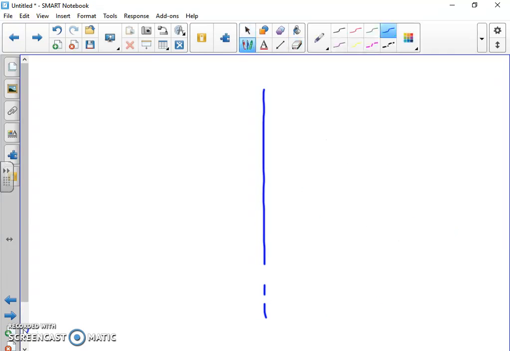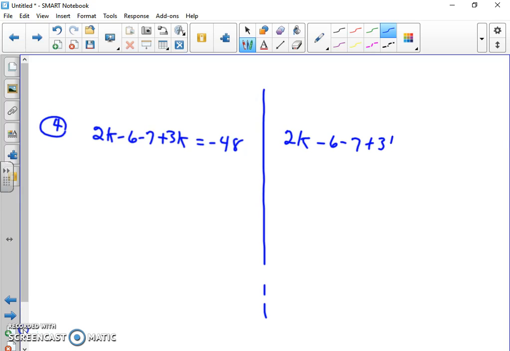All right, so number 4. Oh, maybe I'll do number 5 because it's distributive property. All right, so number 4 is 2k minus 6 minus 7 plus 3k equals negative 48. Rewrite it over here. Be very careful when you're writing it down. We don't want to make a mistake. Okay, so let's box it.